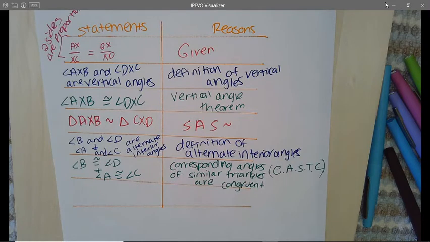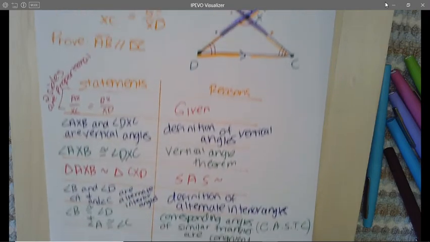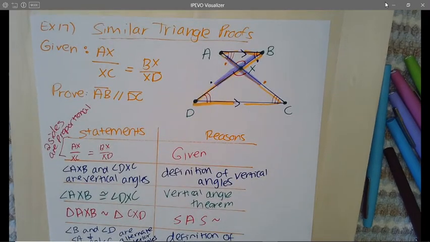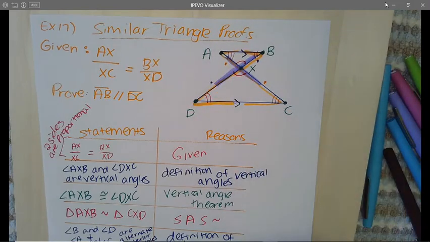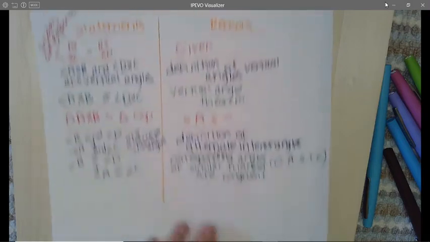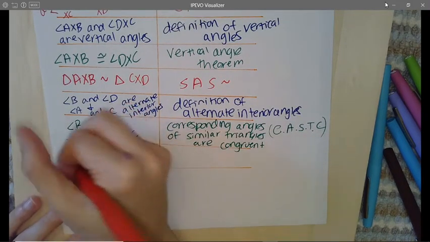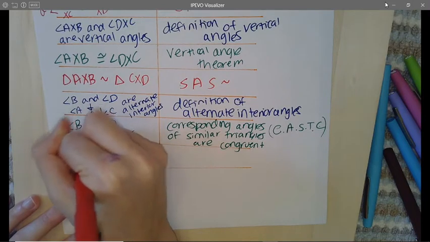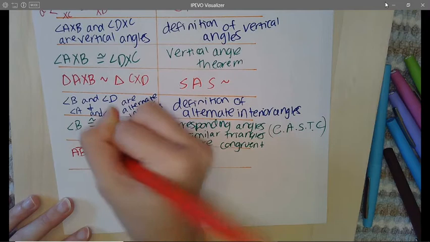So guess what, you guys? I have shown that alternate interior angles are congruent. So since I have shown that alternate interior angles are congruent, that has to mean that AB and DC are parallel. And how I know that is by the converse of the alternate interior angle theorem. So my final statement and reason, I can now say that AB is parallel to DC. Oops, sorry, DC, that's a D.